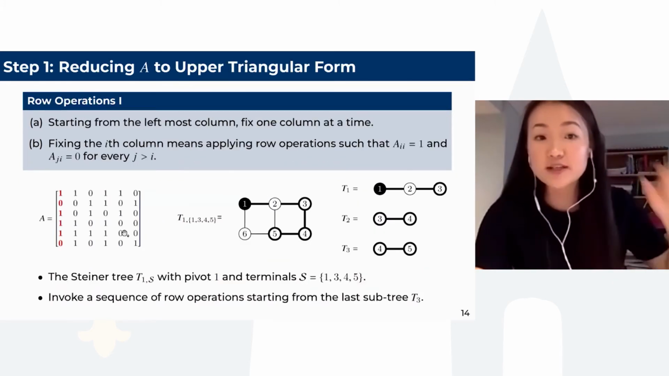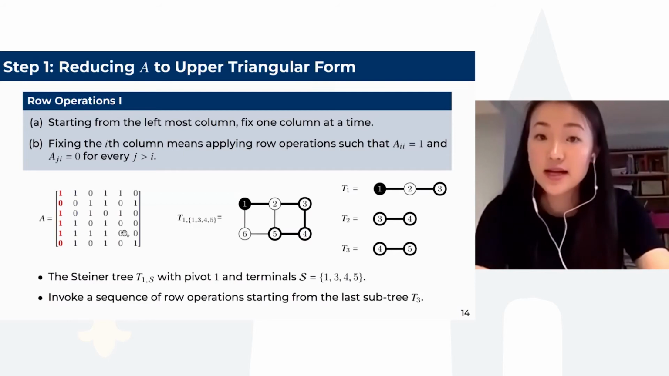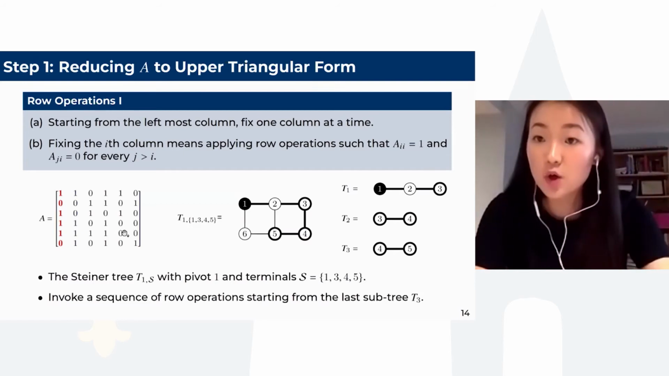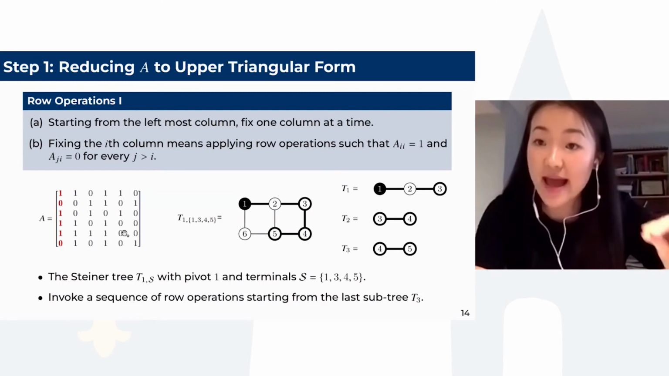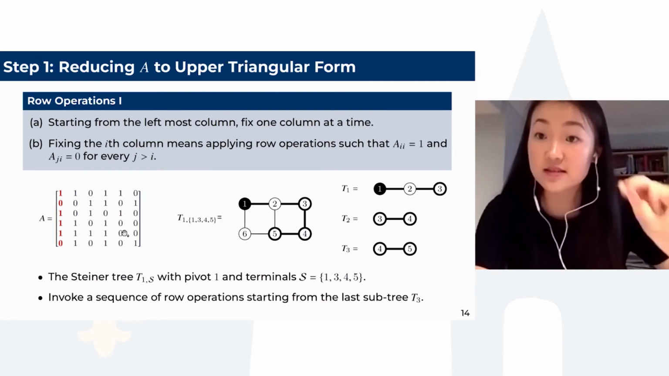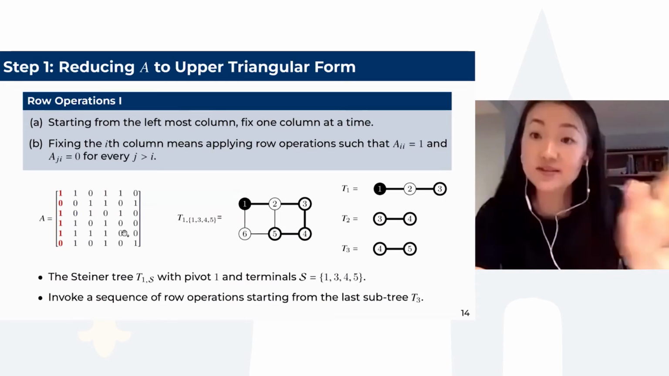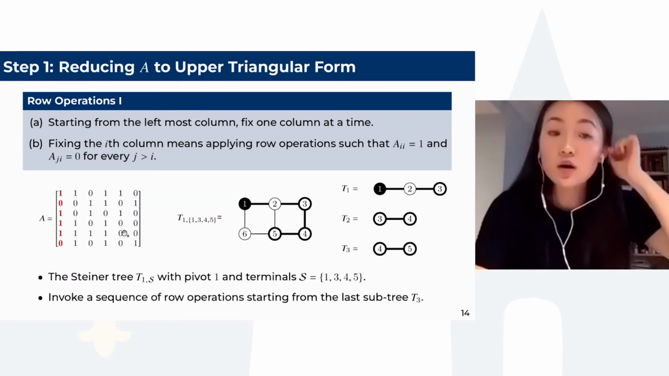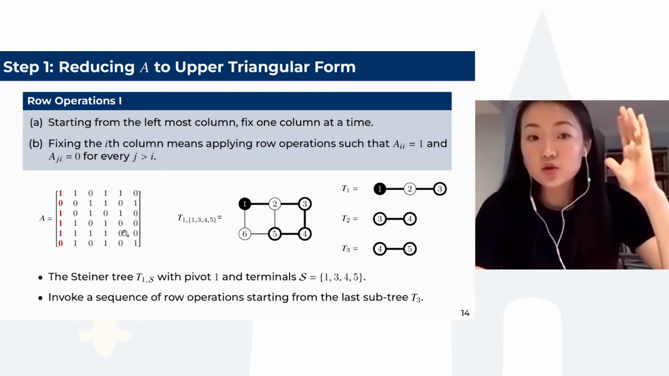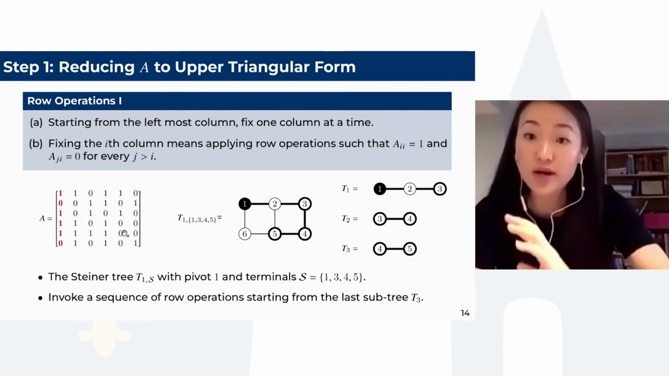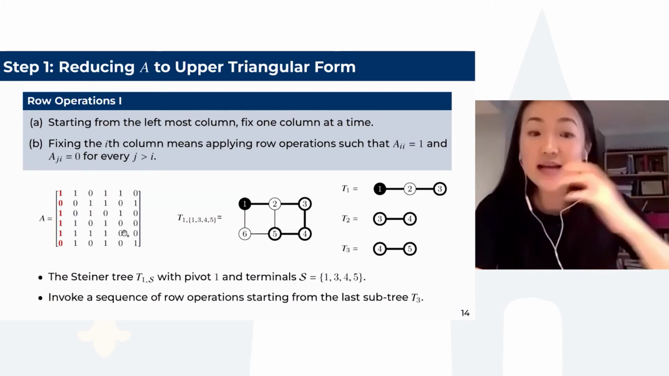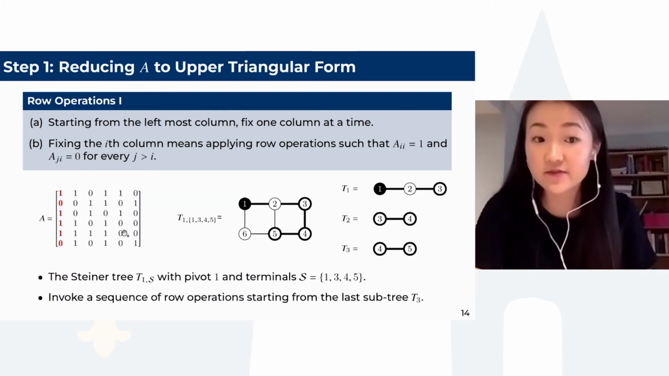And what we do is we start from the leftmost column, and by fixing this column to a state where all of the positions beneath the diagonal position are 0, then we will move on to the next one, because this will allow us to essentially transform the input matrix A into an upper triangular form. And to be more precise, let's look at the first column here.